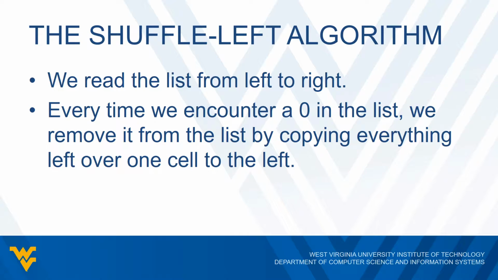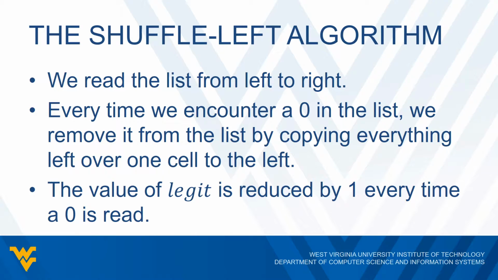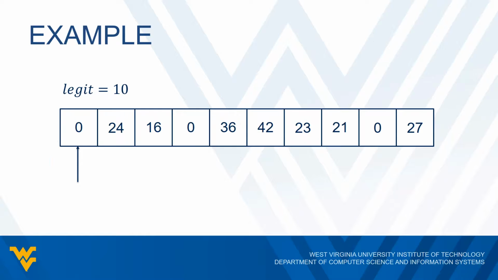The way we're going to do that is we're going to take everything left over in the list and copy it one cell to the left. So we're going to take everything left over and move it over one spot to the left. Then we're going to take the value of legit, which will initially be the size of our list, and reduce it by 1 every time we read a 0.